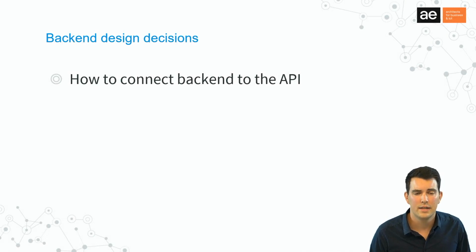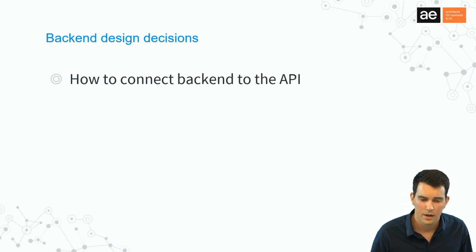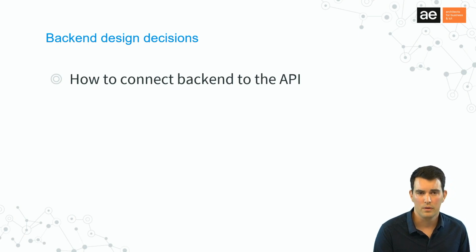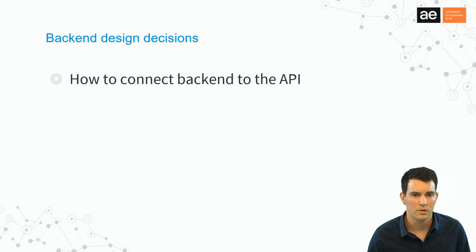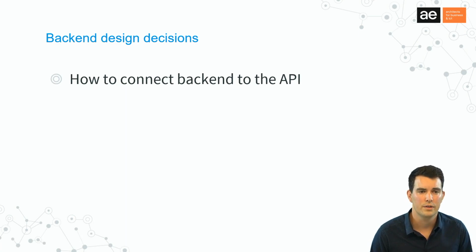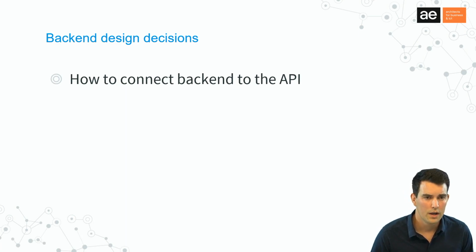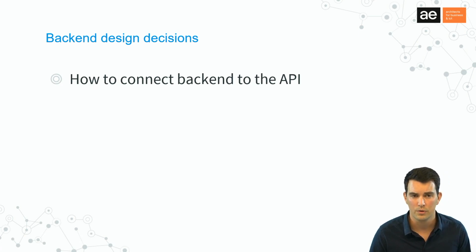The backend design decisions, well, they impact how the API will integrate with your backend. It's how you will transform or aggregate your data. And as well, something very important there is the error handling. How will you cope with errors?